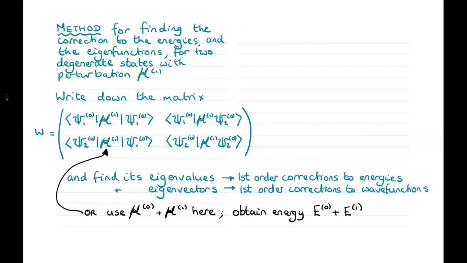And of course, the way that we find the eigenvectors and eigenvalues is to multiply this matrix by the coefficients alpha and beta, which are the coefficients in the eigenvector, and this is equal to the first order energies times the vector of the coefficients.